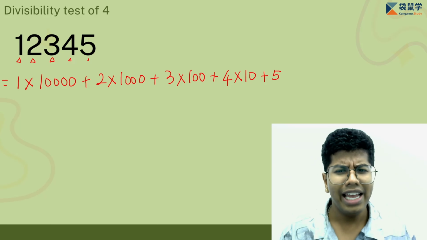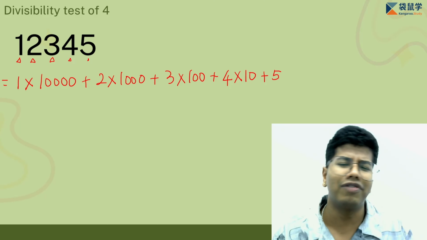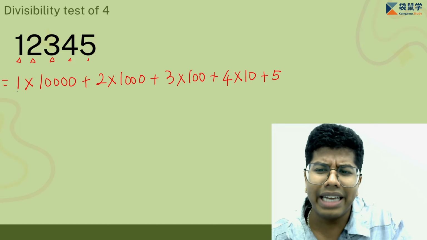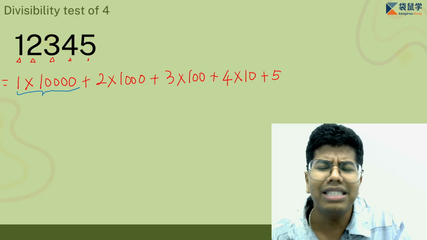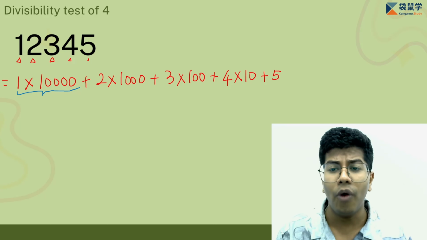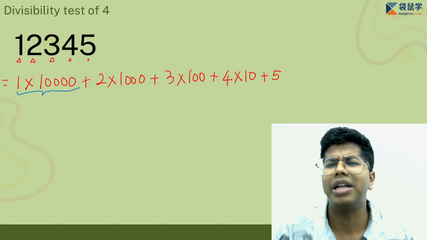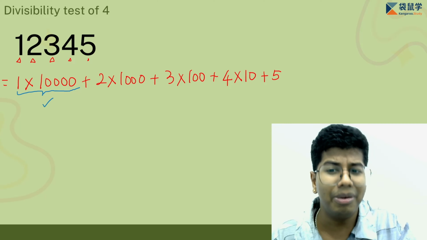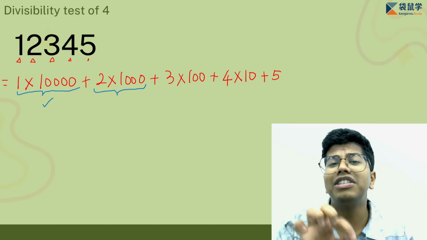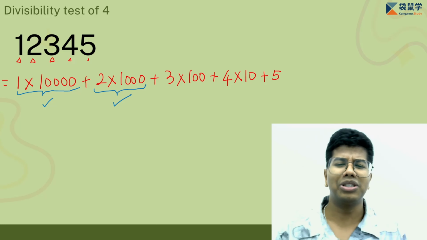Now we have to check if each term after splitting is divisible by 4 or not. Now to check this, let's say 1 times 10,000 that is present. Is this divisible by 4? Yes, 10,000 is divisible by 4. So we know even if it's 1 times 10,000 or any digit times 10,000, it will be divisible. Now regarding this 2 times 1,000, we know 1,000 is divisible by 4. So even 2 or any digit will be divisible. So this is also fine.